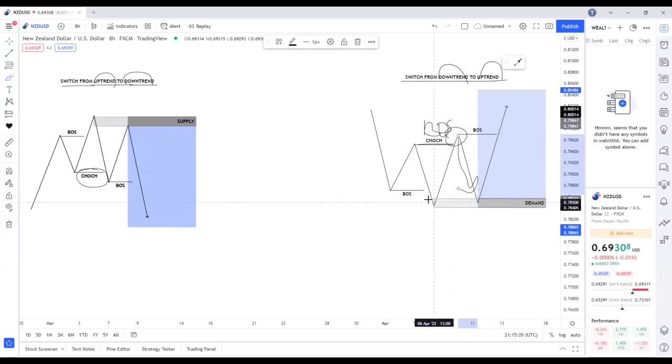The market goes down to what? To respect its demand. So once it respects that demand, it needs to do what? It needs to push to the upside. So this breakout of structure just shows us that, okay, we are currently moving bullishly now.